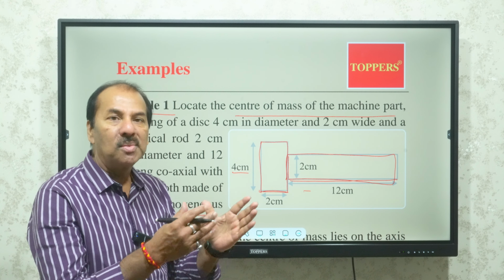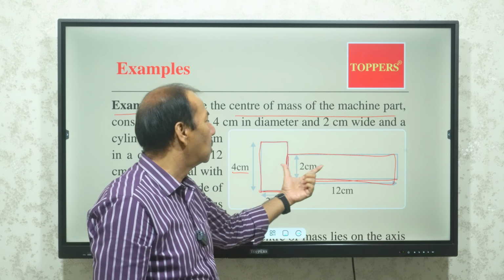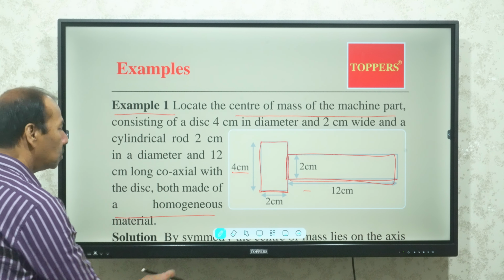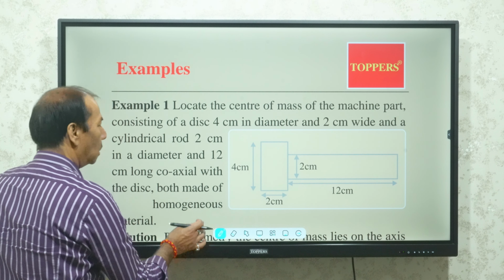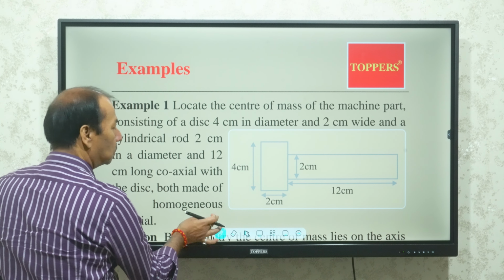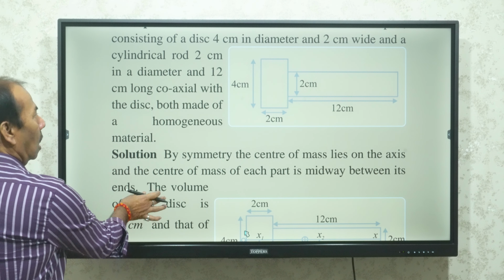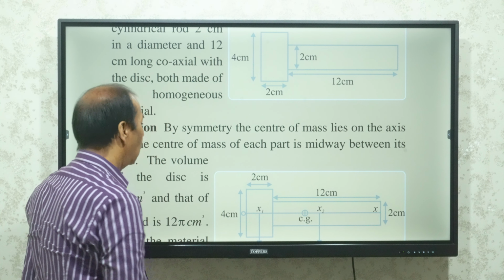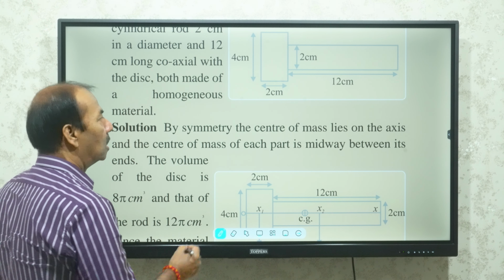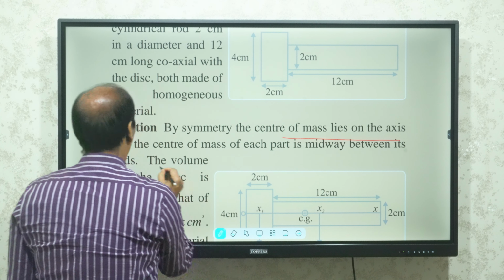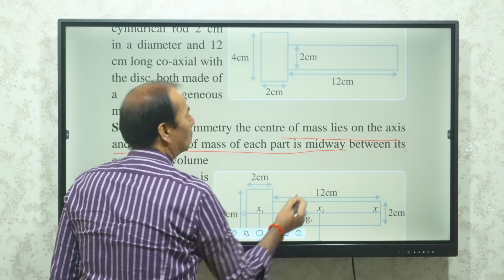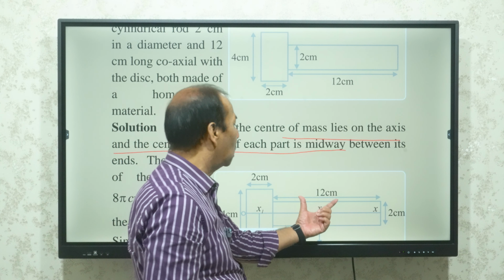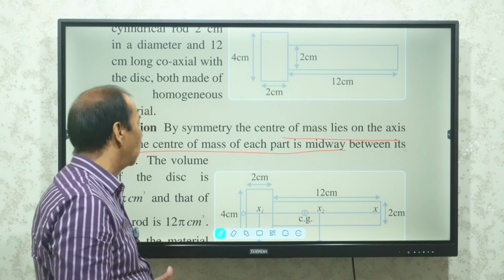But what will be the common center of mass of this object as well as this? It means this part as well as this. That we need to calculate. So the center of mass lies on the axis and the center of mass of each part is midway. Midway, as I was saying, geometrical center. So geometrical center of this as well as geometrical center of this.